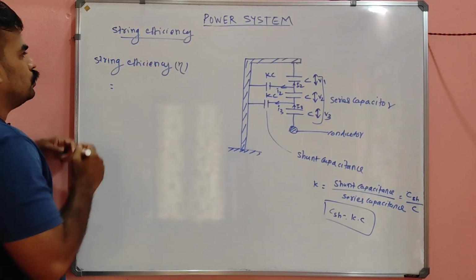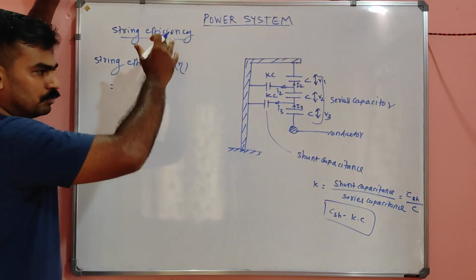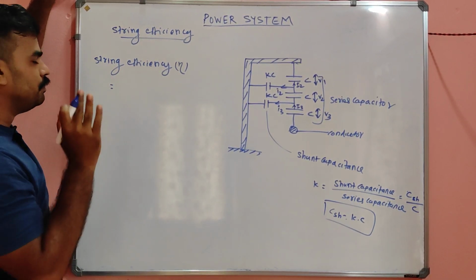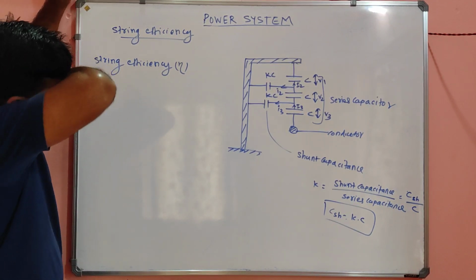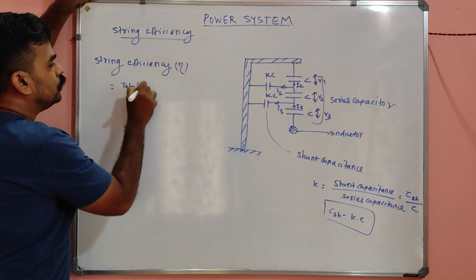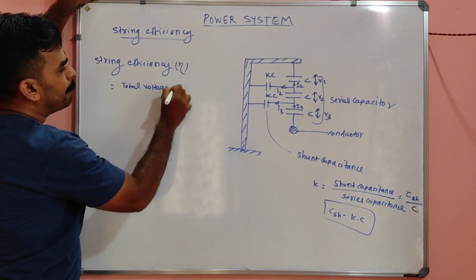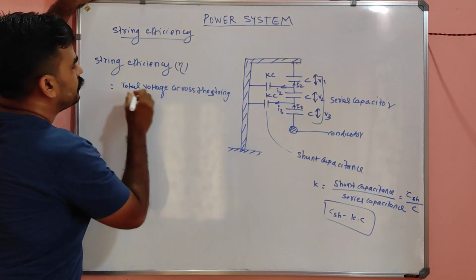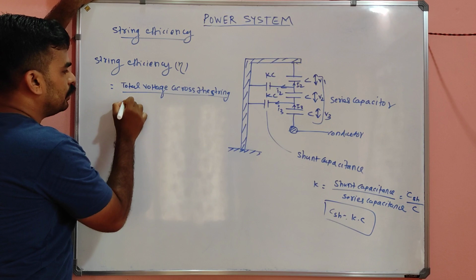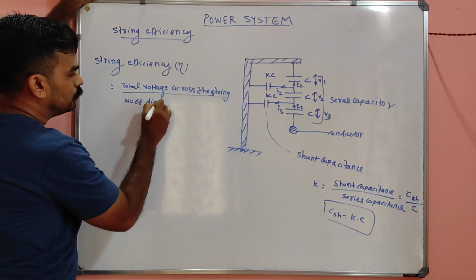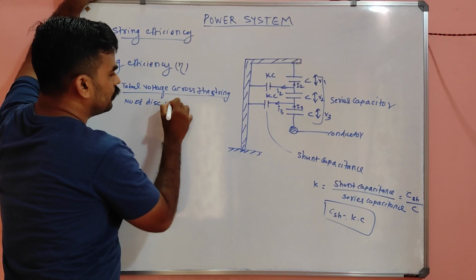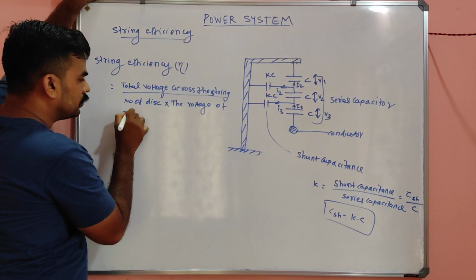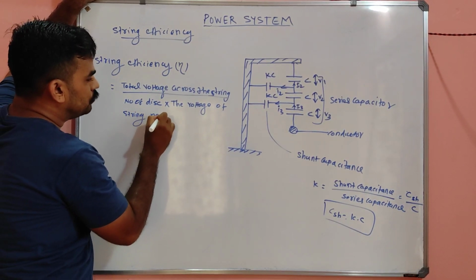There is a big derivation actually, but we don't want the derivation, only the expression for string efficiency we want. The string efficiency is nothing but, my dear, the total voltage across the string divided by the number of discs into the voltage of the string near to the conductor.